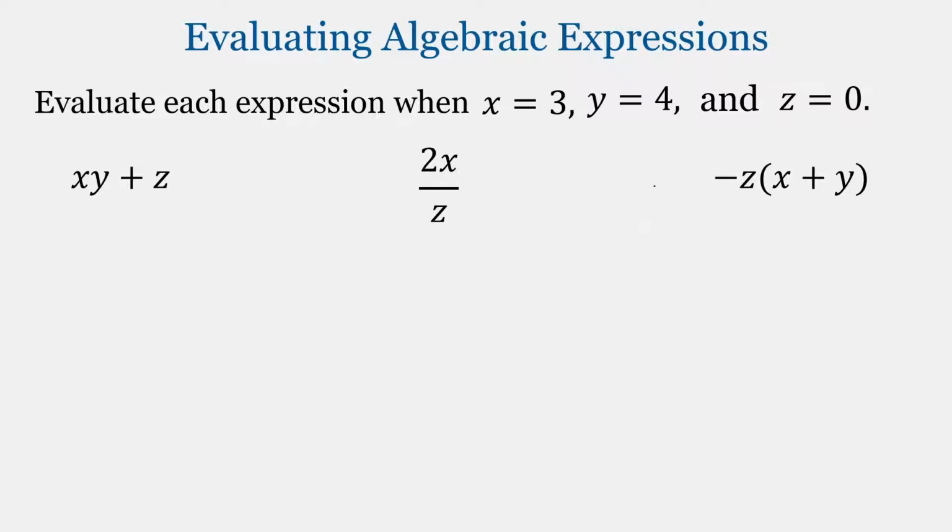Let's look at 3 more cases. For these cases, x will be equal to 3, y equal to 4, and z equal to 0. So in the first case, we have x times y plus z. So x becomes 3 times y, which is now 4, plus z, which is 0. 3 times 4 is 12, so we have 12 plus 0. When we add 0 to anything, the anything just comes out. So in this case, it's 12.